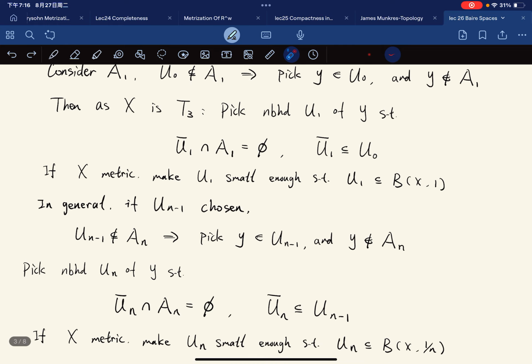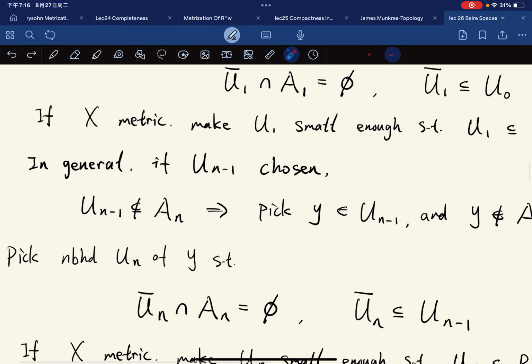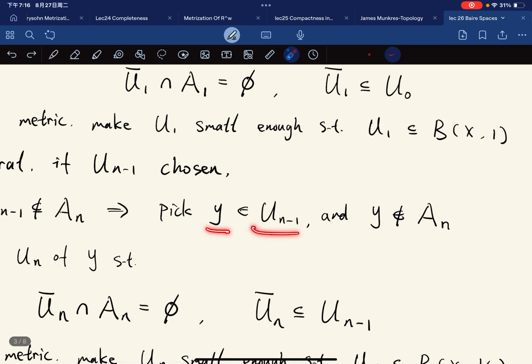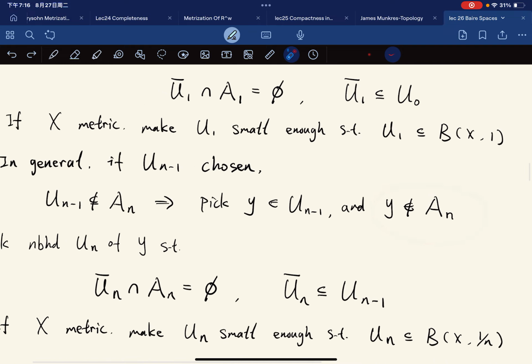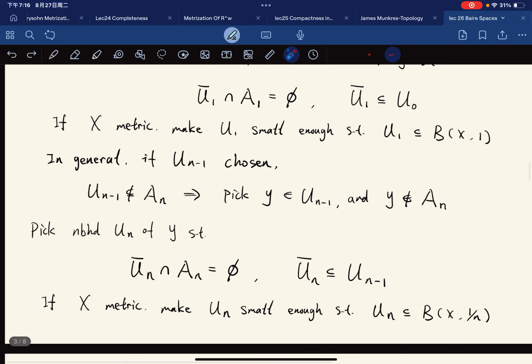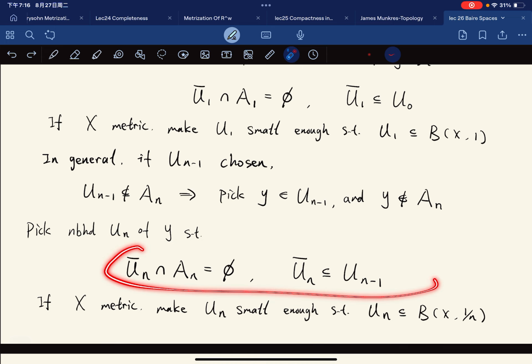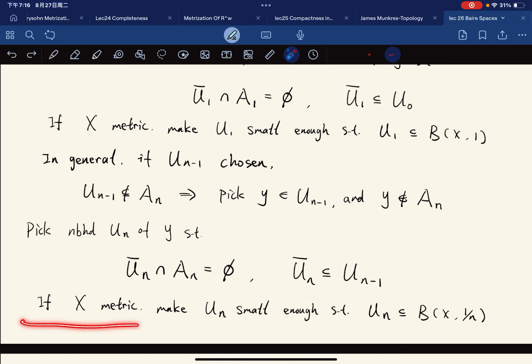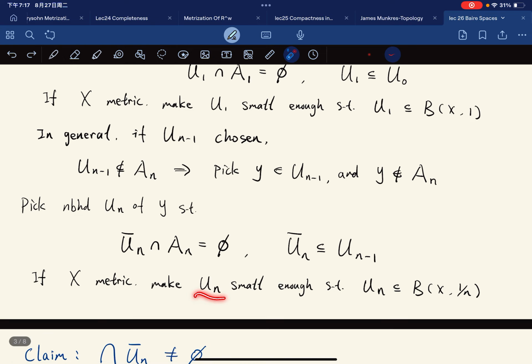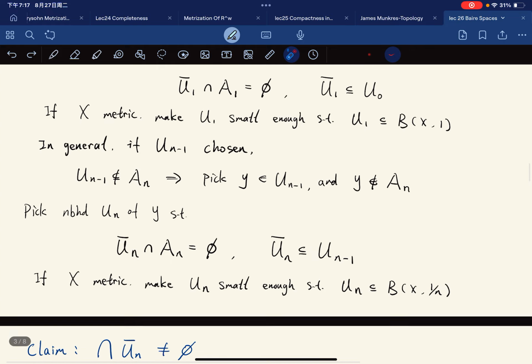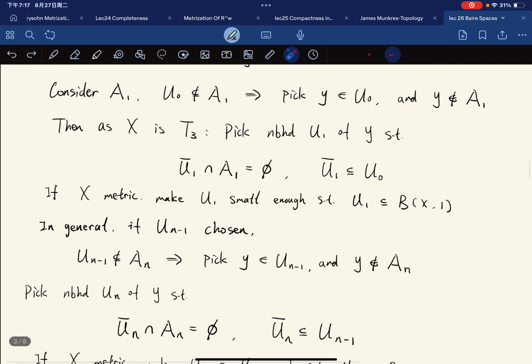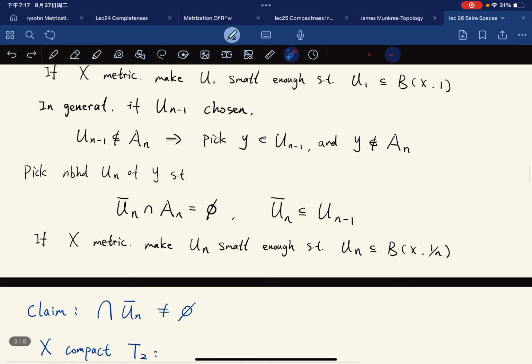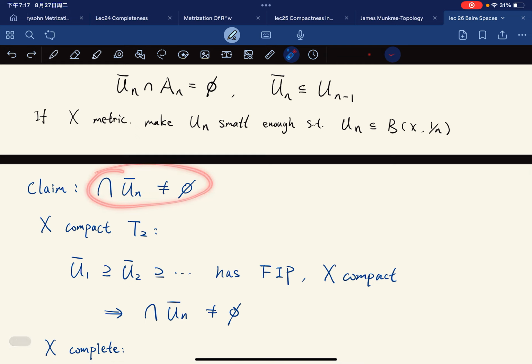So in general, suppose U_{n-1} is chosen. Because A_n has empty interior, U_{n-1} is not a subset of A_n. So pick a y in U_{n-1} that is not in A_n. Okay? And then again, we pick a neighborhood U_n such that this is true. If X is metric, we can again make U_n small enough such that it is contained in the 1 over n ball centered at y. Okay? So from here, we have two claims. Given the sequence of U_n we constructed, we have this is true.